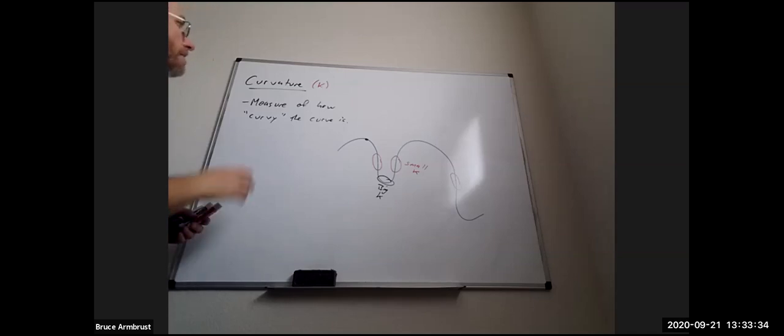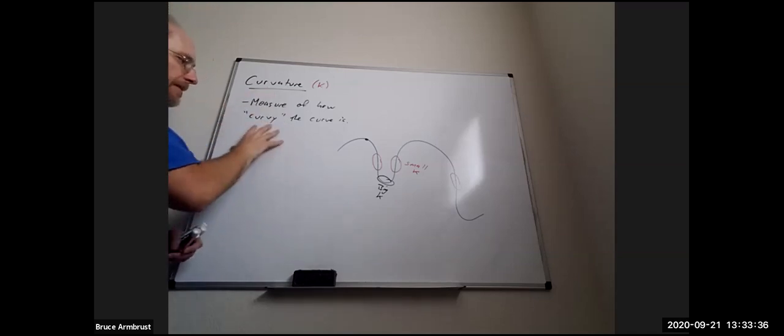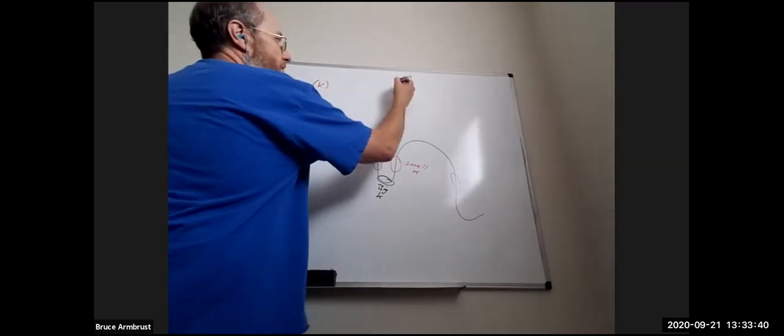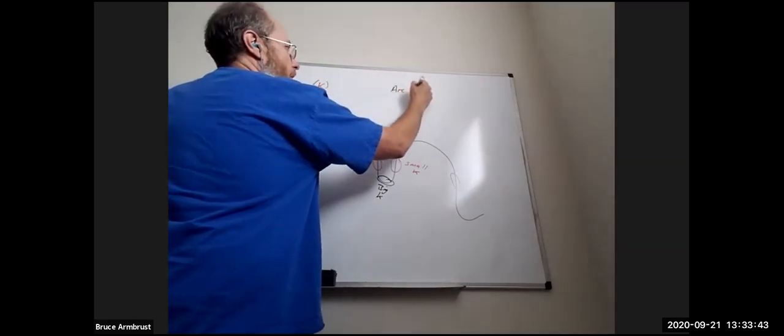Now, before we actually get there, though, I have to define one more thing, and that is a different parameter. So before we get to the definition, I'm going to leave a spot for the definition. But I want to give you another parameter, and this is the arc length parameter.